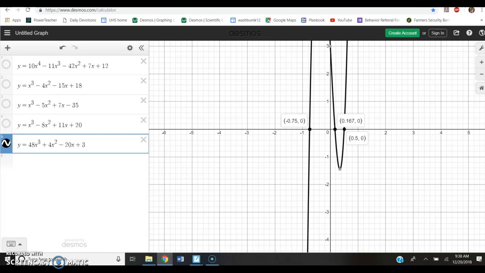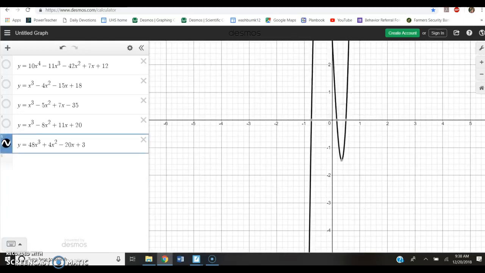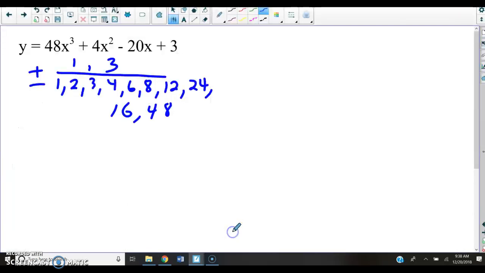So we got -3/4, +1/2, and this one, I think is maybe 1/6, perhaps. We're going to try it. So we're going to go back to this other one, and we got -3/4, +1/2, and we're going to guess on that other one.